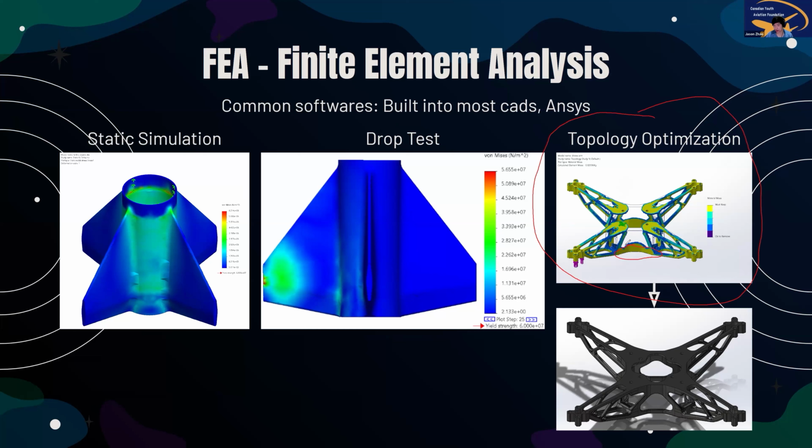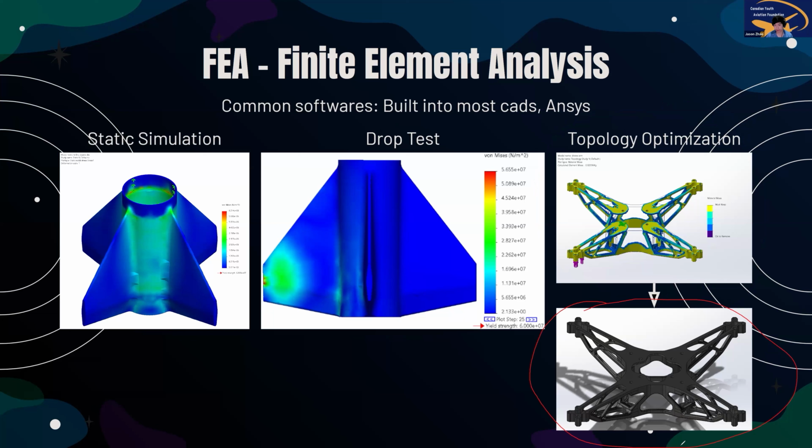All of the yellow area means you really need this material, and all of the blue area means you don't really need this material. What this allows you to do is design really cool looking shapes like this, which are really, really efficient.